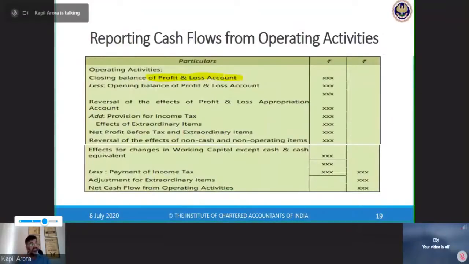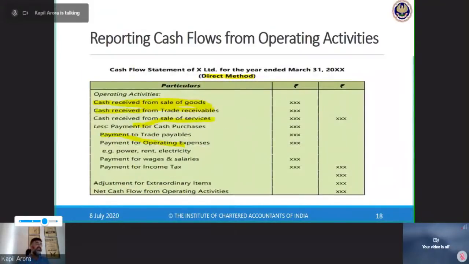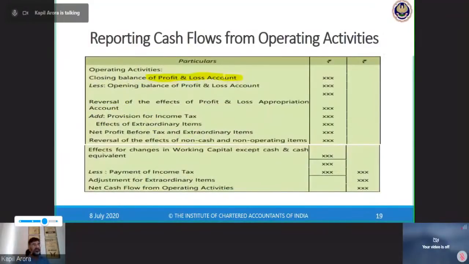We start with the net profit, how much net profit the company has. From there, we start making our cash flow statement. Why is it indirect? Because I am not recording all these points, whether cash received, how much cash received, how much trade receivables are there. I start indirectly from my profit.